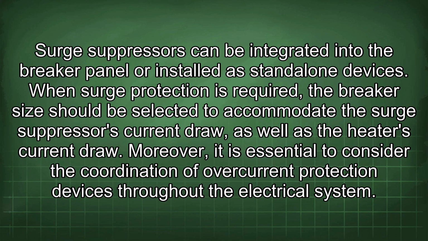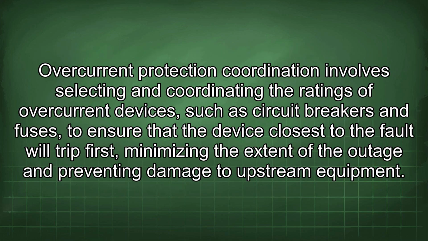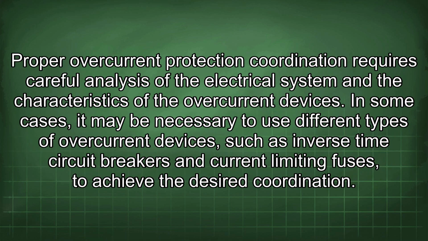Moreover, it is essential to consider the coordination of overcurrent protection devices throughout the electrical system. Overcurrent protection coordination involves selecting and coordinating the ratings of overcurrent devices, such as circuit breakers and fuses, to ensure that the device closest to the fault will trip first, minimizing the extent of the outage and preventing damage to upstream equipment. Proper overcurrent protection coordination requires careful analysis of the electrical system and the characteristics of the overcurrent devices. In some cases, it may be necessary to use different types of overcurrent devices, such as reverse time circuit breakers and current limiting fuses, to achieve the desired coordination.